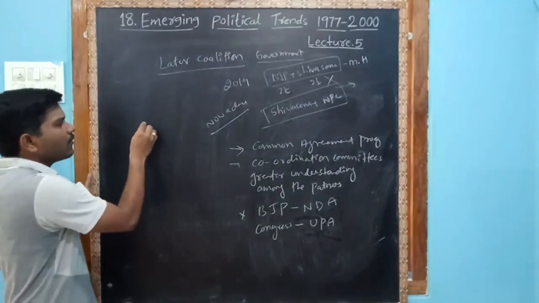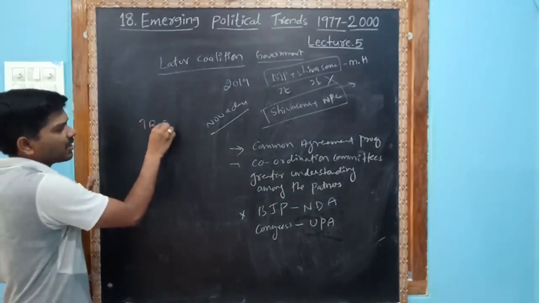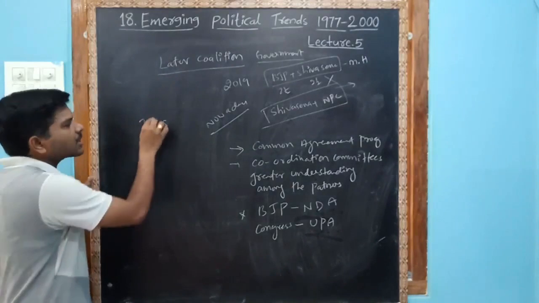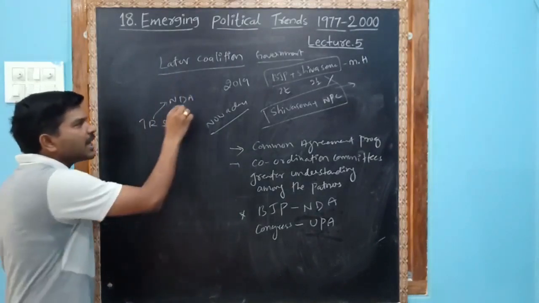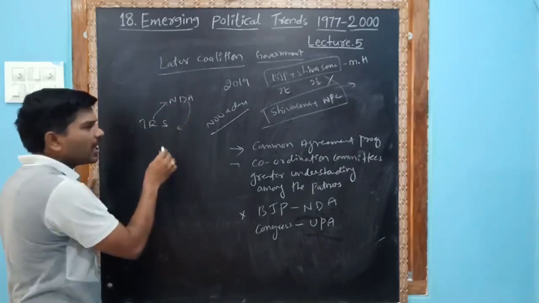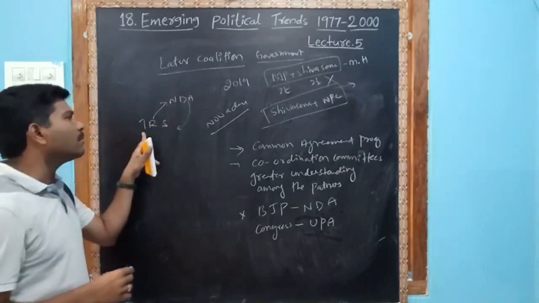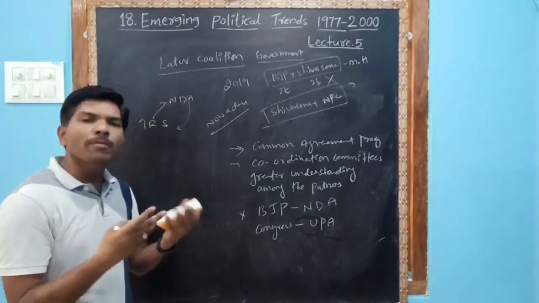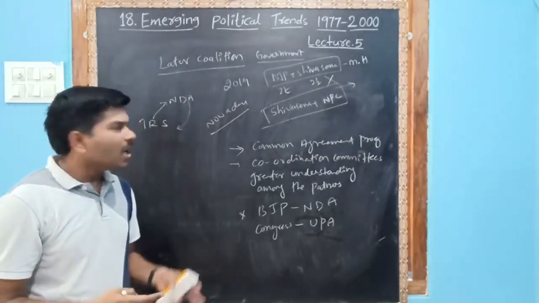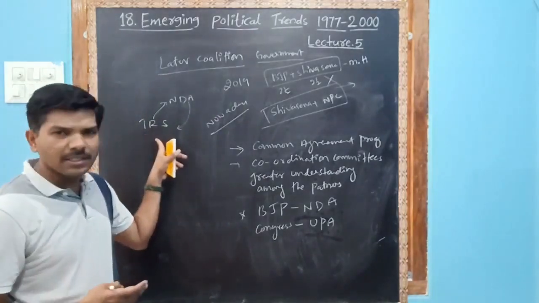One more example we'll see. For example, TRS is there. If TRS supports the NDA, the NDA will treat them very well. This NDA government will appoint one of their members as a secretary or a home minister or any other minister. They may give importance to these parties.